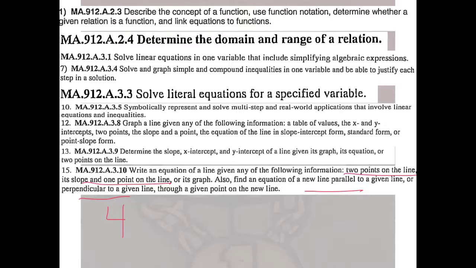For this benchmark in general, we're going to use our point slope formula, which is y minus y sub 1 is equal to m times the quantity of x minus x sub 1. Okay, that's the point slope formula, though it is on your reference sheet. Just be familiar. If you're talking about points and lines and finding parallel, perpendicular lines, we need point slope.